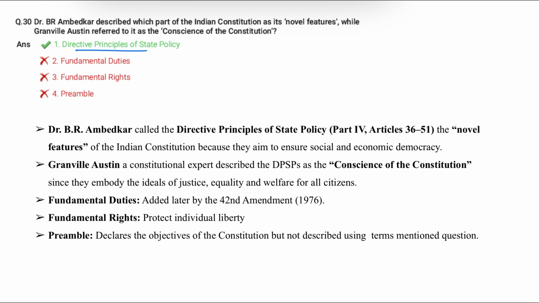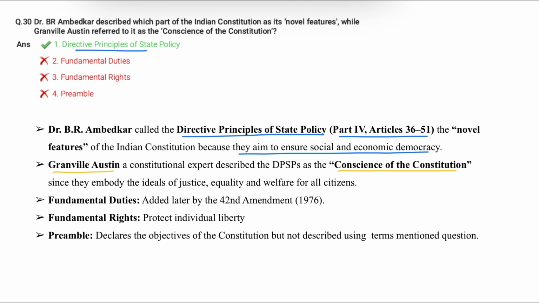Dr. B.R. Ambedkar called the Directive Principles of State Policy, Part 4, Articles 36 to 51, the novel features of the Indian Constitution because they aim to ensure social and economic democracy. Granville Austin, a constitutional expert, described them as the conscience of the Constitution since they embody the ideals of justice, equality and welfare for all citizens. So the correct answer is option 1.